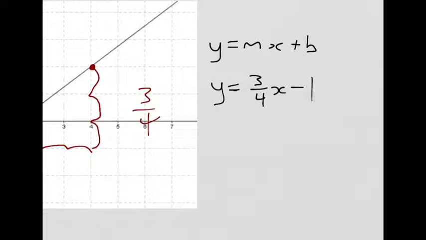How many got that? Where'd you guys get stuck? I just got the signs. Got the signs mixed up? What else? Okay. So just a tiny error.